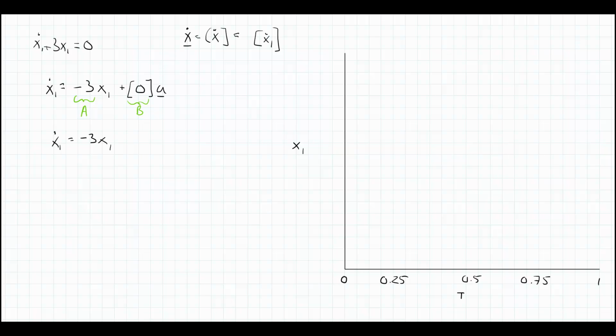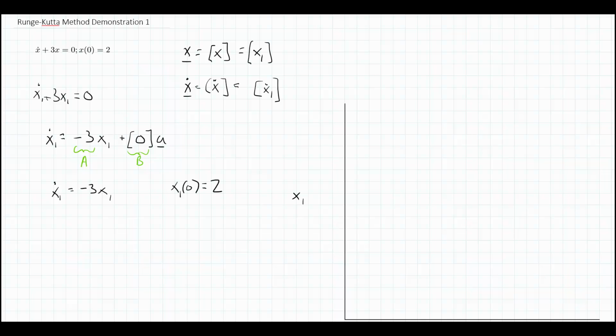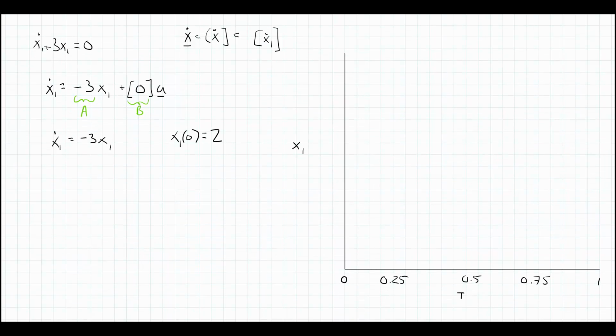And remember, our x1 of 0 is 2. I'll go back up here. Our initial condition was x of 0 is 2. X is x1, so x1 of 0 is 2. So I'll say that 2 is up here and 1 is somewhere over here. Again, the blocks are not going to be perfectly to scale, and that's fine.